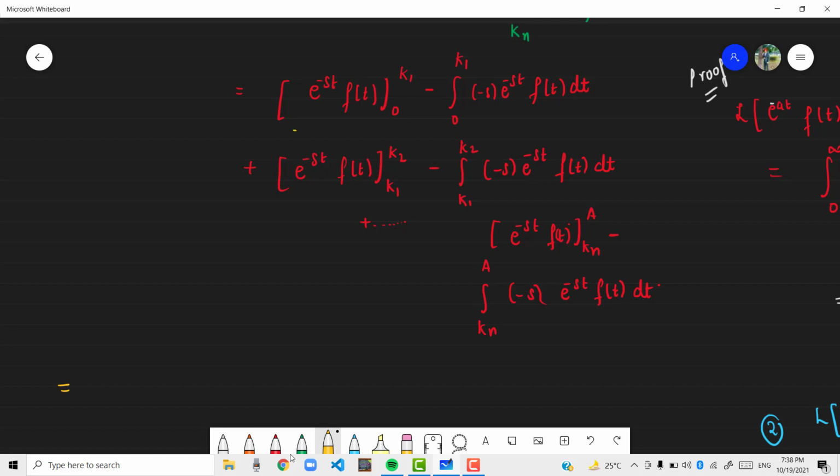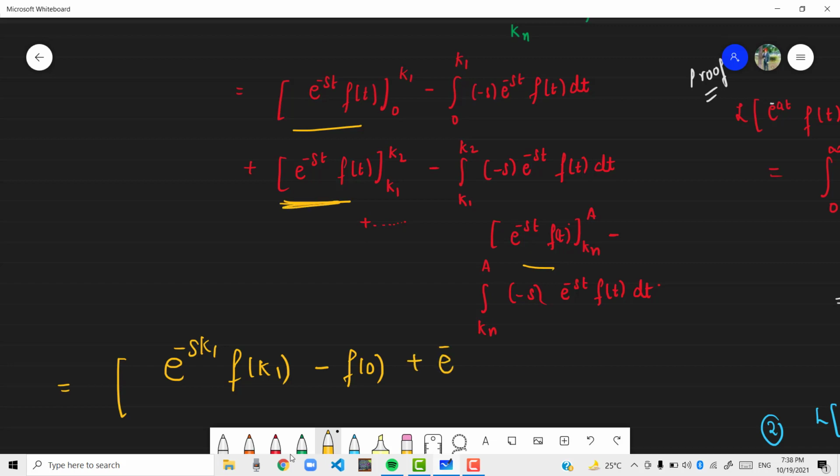अब आप देखिए, इन टर्म्स को कंसिडर कीजिए, बॉक्स वाले टर्म्स को। व्हाट विल यू गेट? यू विल गेट e raised to power minus s k1 f k1 minus e raised to power 0 is 1 into f of 0. And now you will solve this one. What it will become? Plus e raised to power minus s k2 f of k2 minus e raised to power minus s k1 f of k1.